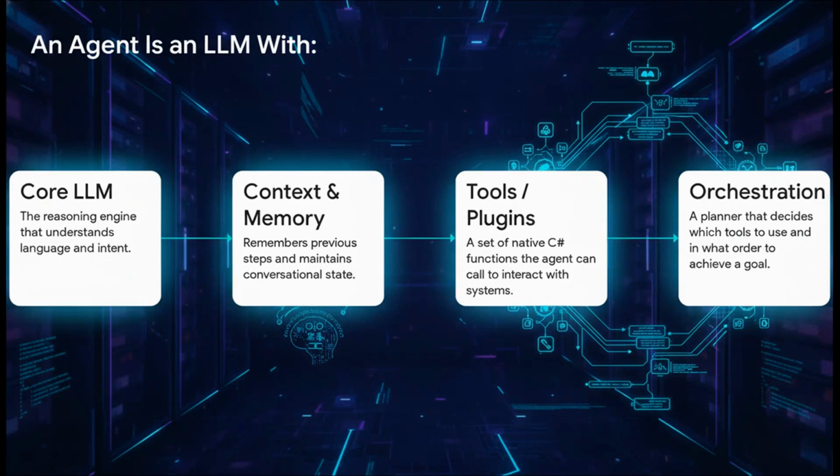So an agent isn't just a raw large language model. You can think of it as an LLM that's been given a few superpowers. First, it gets context and memory, so it actually remembers what happened in step 1 when it's working on step 4. Second, it gets a toolbox full of plugins, and these are really just your own C# functions that you let it call. And finally, and this is where the magic happens, it has an orchestration and planning engine that lets it look at a high-level goal and figure out, okay, which of my tools do I need to use, and in what order to get this job done.